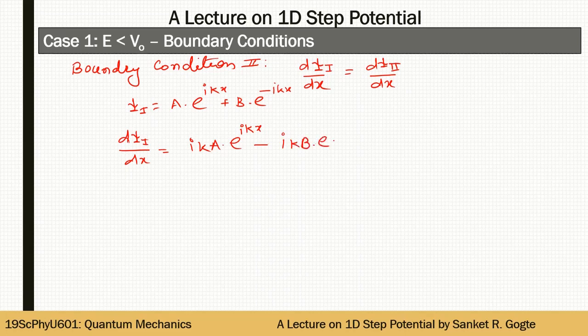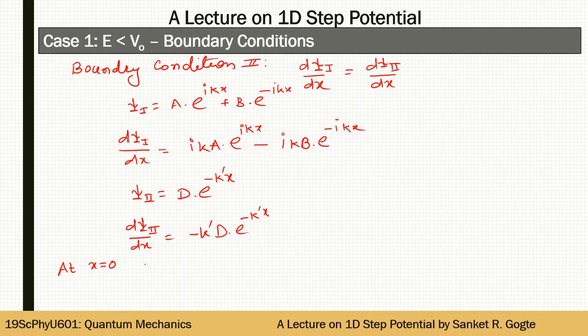ik a e to the power ikx minus ik b e to the power minus ikx, and psi 2 is all real, d into e to the power minus k prime x, and therefore d psi 2 by dx is minus k prime d into e to the power minus k prime x. And now if we use the boundary condition that at x is equal to 0, d psi 1 by dx should be the same as d psi 2 by dx.